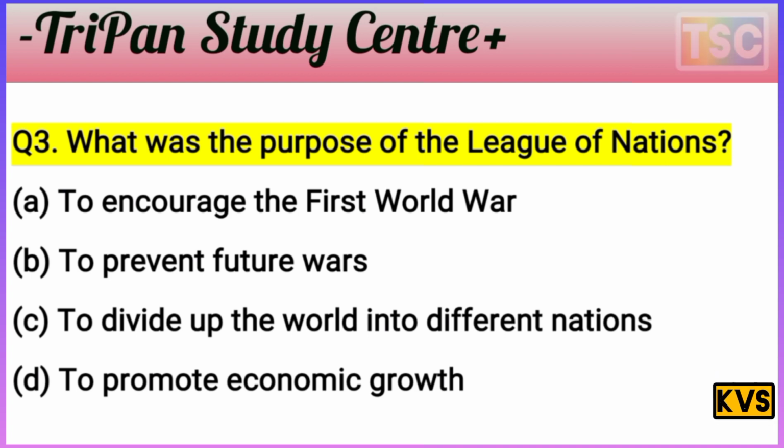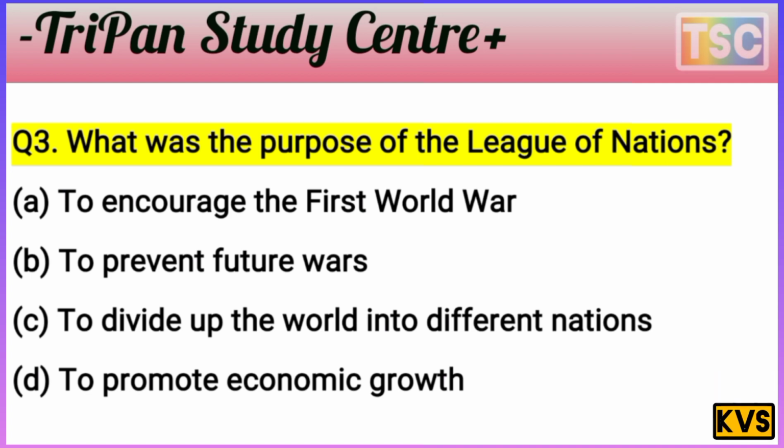The first option, to encourage the First World War. It's impossible here. That's nothing here. A is totally eliminated. And last, D, to promote the economical growth. It is already clear there. There is the establishment of it after the World War. You know that Second World War. There is nothing about promoting economical growth here. That's eliminated. C, to divide up the world into different nations. Nothing here. This is totally wrong here.